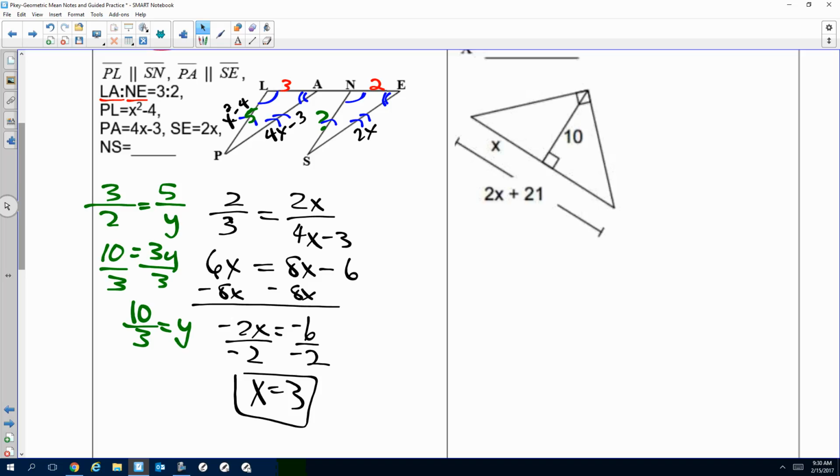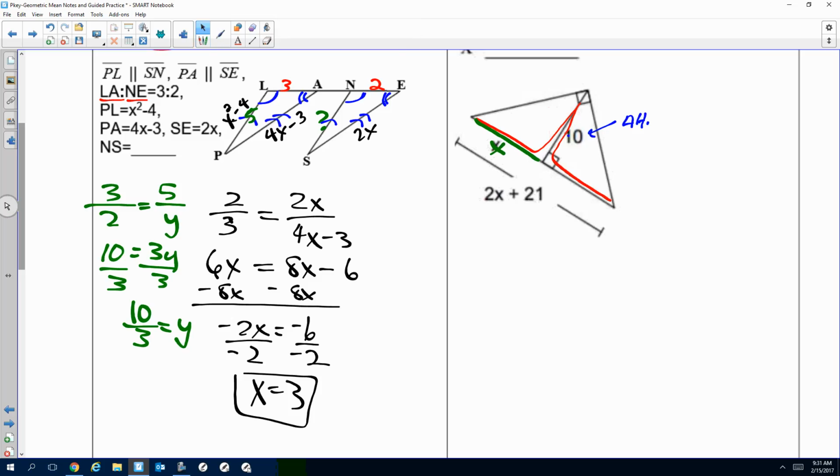We have an altitude. Okay, so this 10 is your altitude. So if I have the altitude, I can do heartbeat. Now to do heartbeat, I need the segments that are part of the hypotenuse. The hypotenuse is the whole expression, 2x plus 21. We know that one part of the hypotenuse right here is the x.